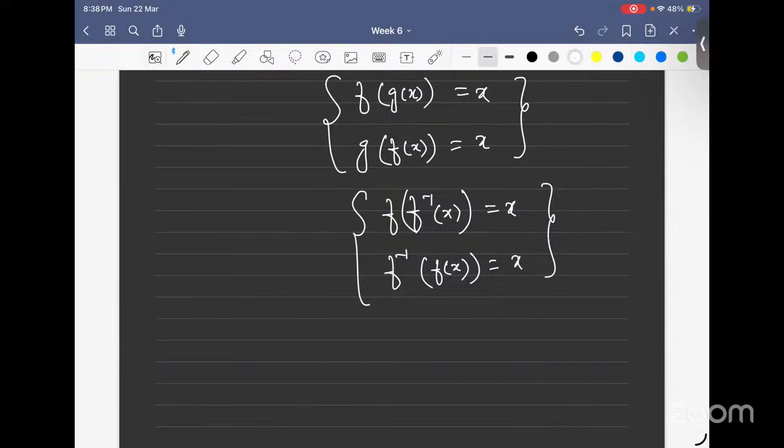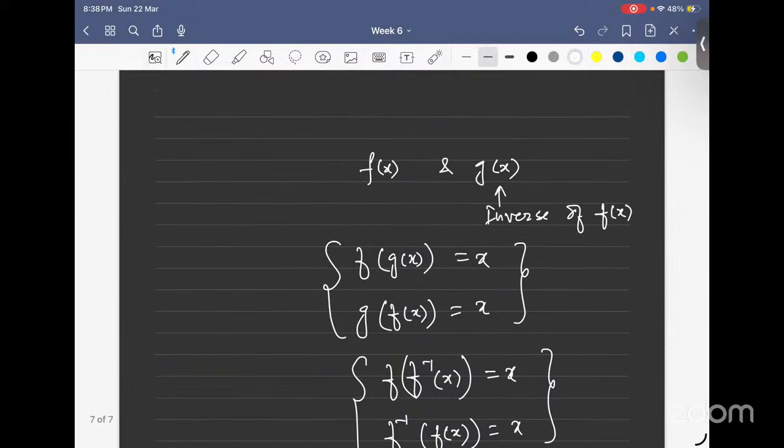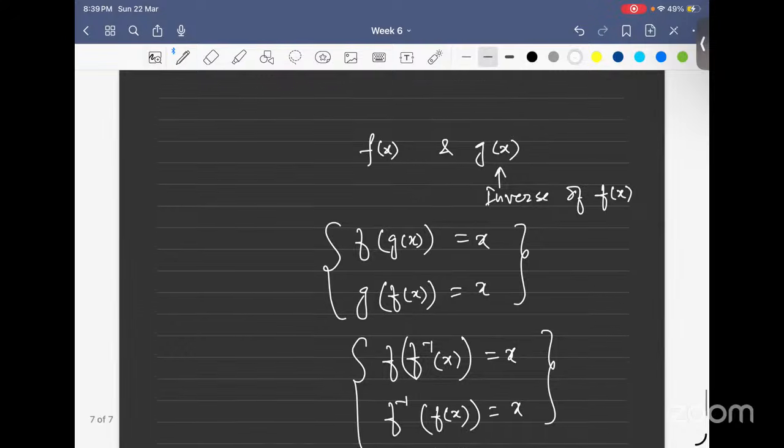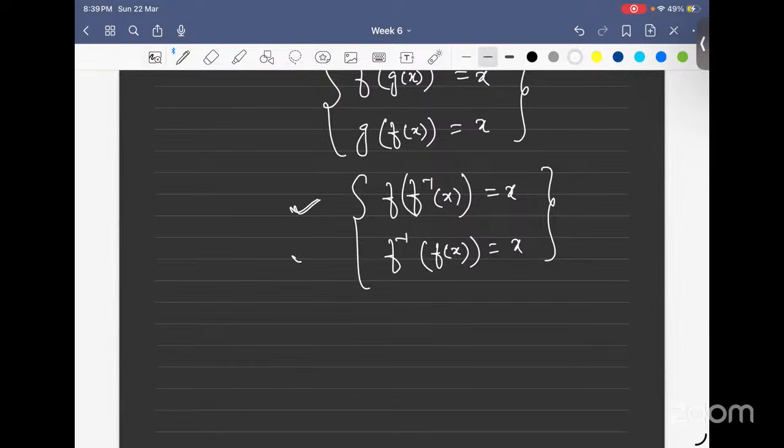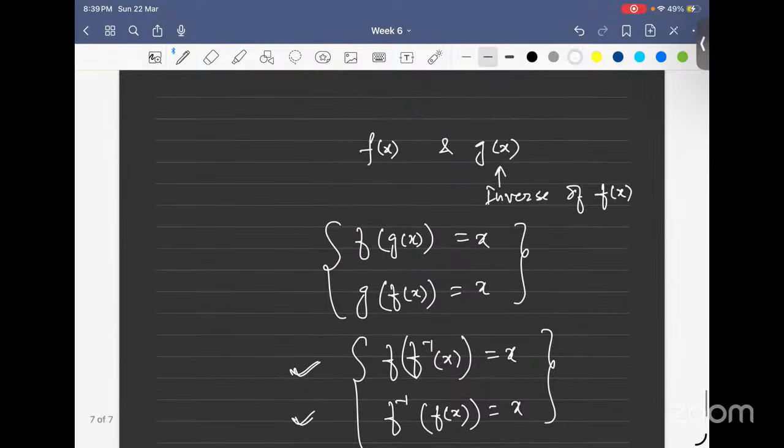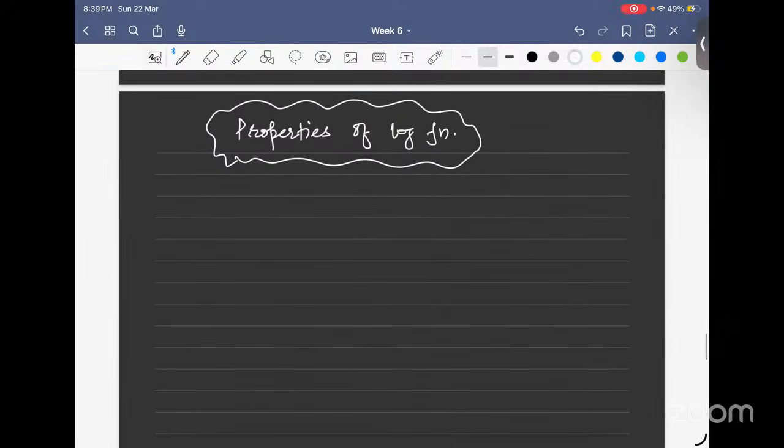This will always be satisfied if you have this type of combination where f(x) and g(x) are given and g(x) is the inverse of f(x). So these two properties will always be satisfied. Is it clear? That will be satisfied for your logarithm function also. So for example, you have e to the power x equals y.